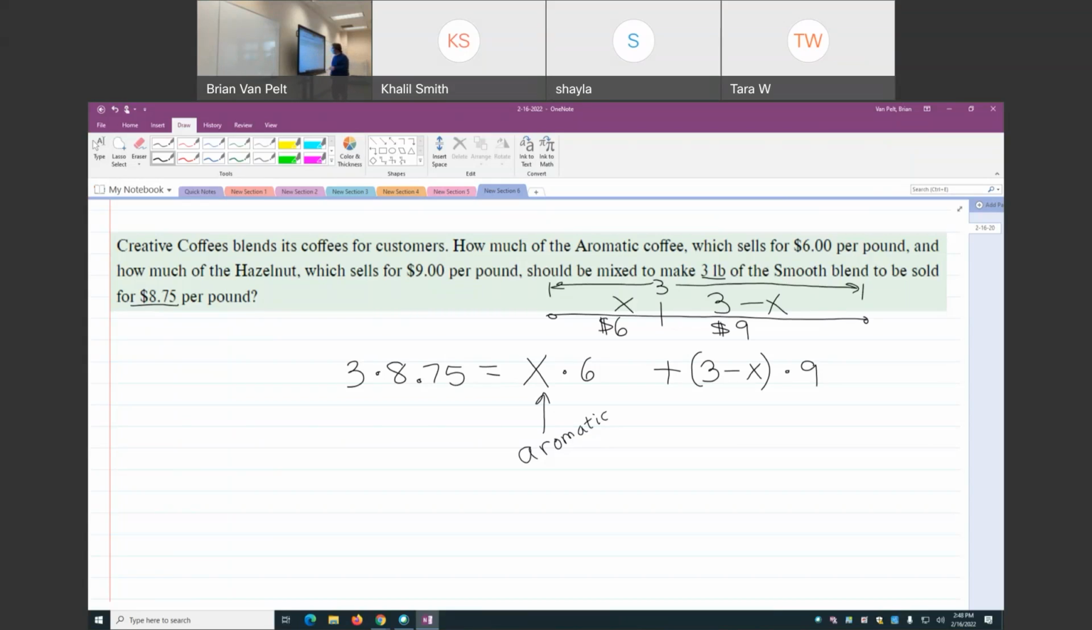3 times 8.75 is 26.25. I'll put 6x because that looks more reasonable to most people. Is that right? Did I do it right? I'm getting up in years. You should not take what I say for granted.